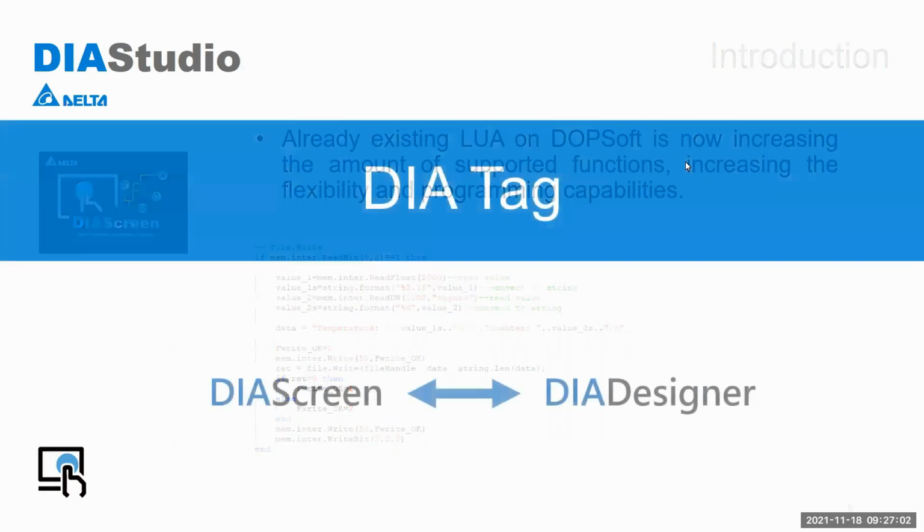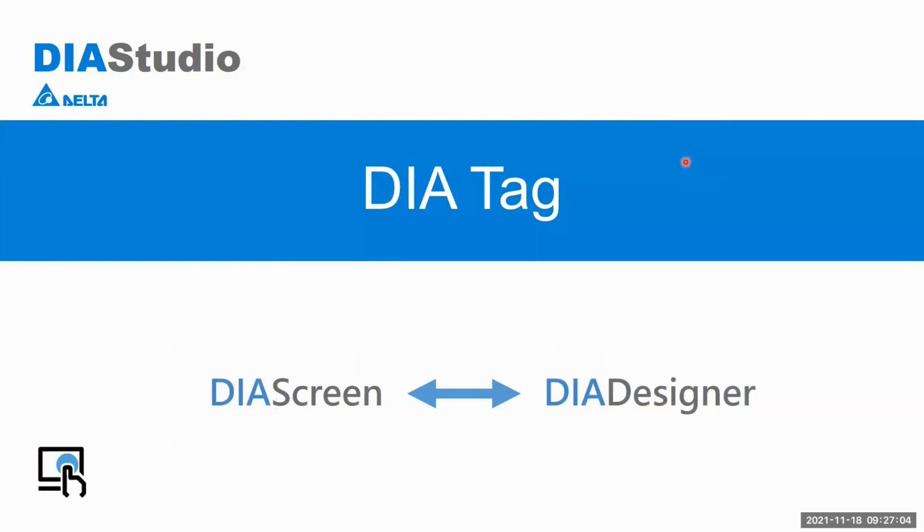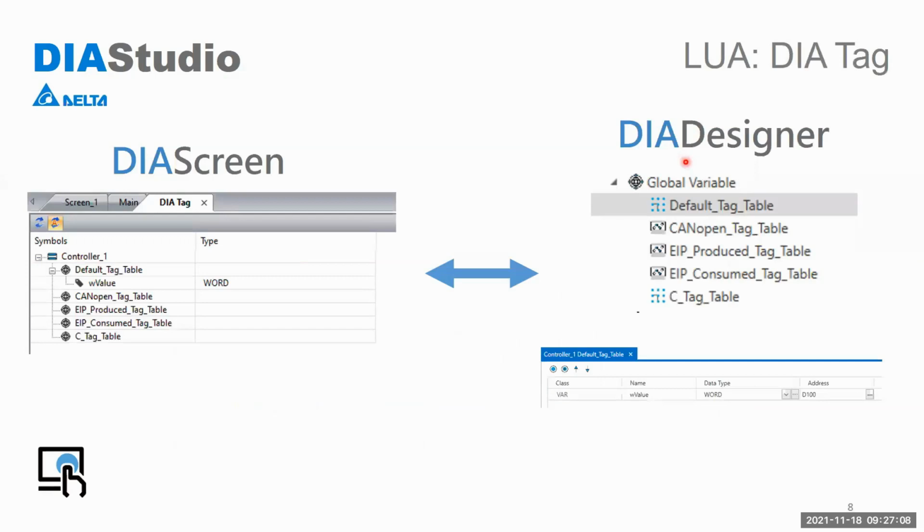Okay, so let's start with the DIATag. As I said before, this DIATag is the tool, the feature that allows us to quickly, easily, and in a very convenient way share the variables, the tags, between the Dia Designer, which is where you create those variables, the programming of the PLC side, and the DIAScreen, the HMI programming.